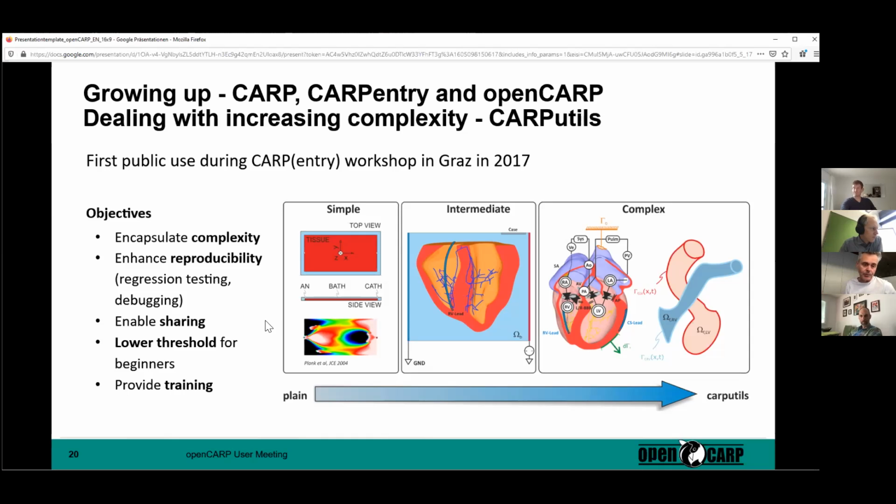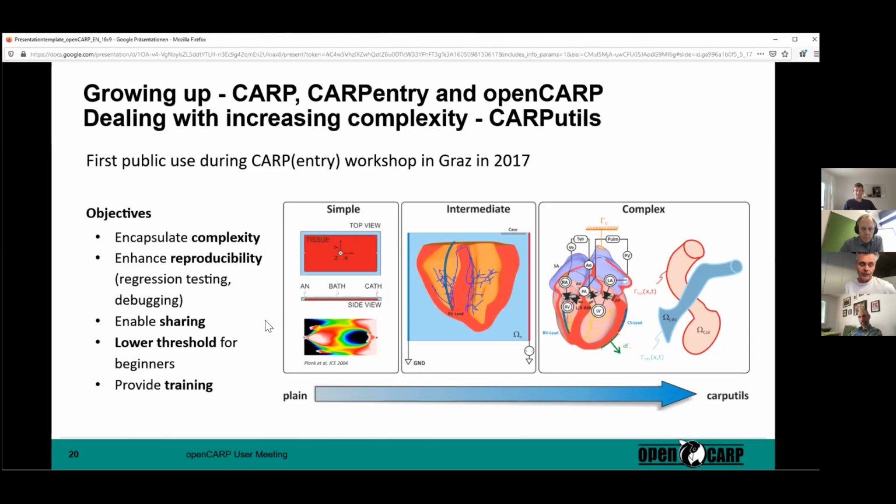So I started to work on CARPutils to encapsulate the complexity and also enhance reproducibility. We added regression testing, debugging, and so on. Also to enable sharing, because people kept sending me very complex bash scripts to figure out what is going wrong in their simulations. Sometimes it took me a day to get the simulation running on my machine to be able to help. That annoyed the hell out of me, is probably the least I can say about it. It was very hard to reproduce anybody's simulations.